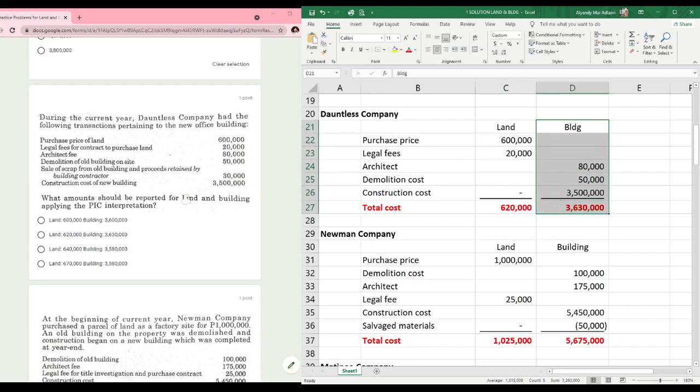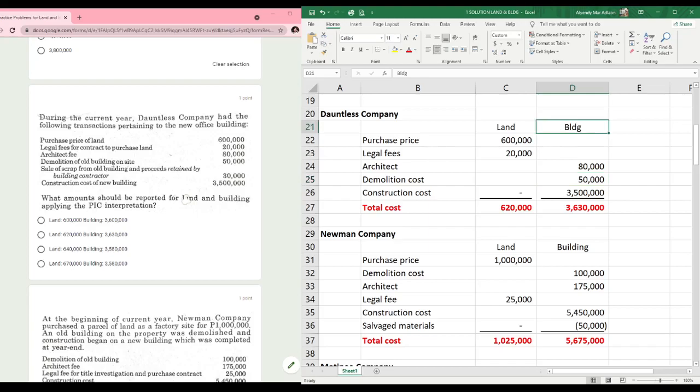Now, in this problem, the purpose is actually not stated, but it is clear that it is for the construction of the new building. Why? Because you will not demolish it if you will not construct this new building. And it is clear in this problem that there was a building constructed. And so therefore, we assume that the demolition is for the construction of the new building. So we have 50,000 pesos under the building.